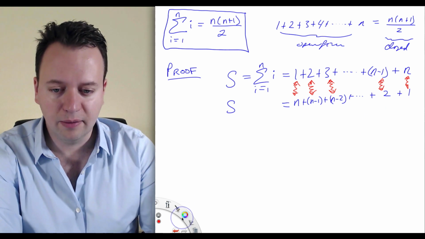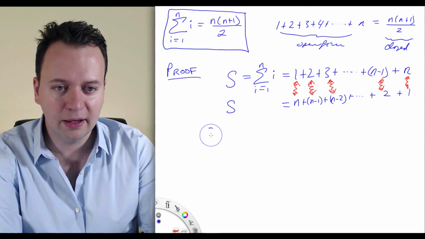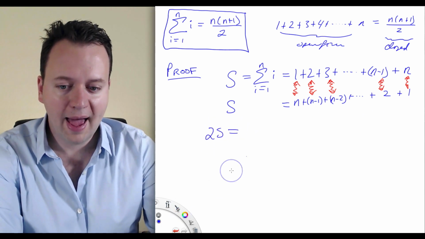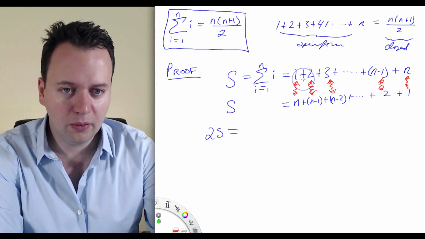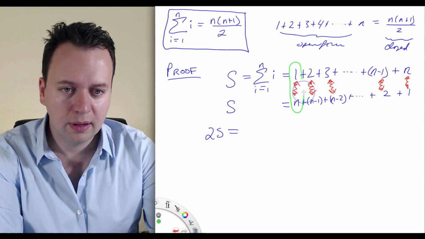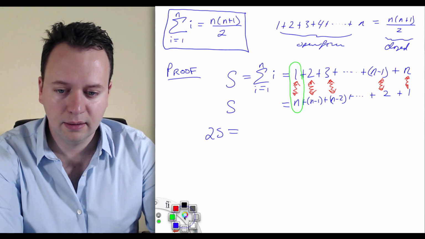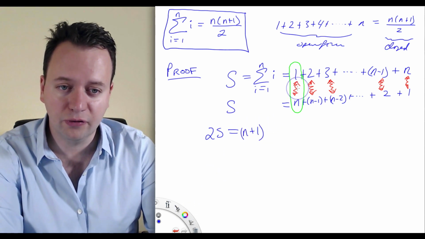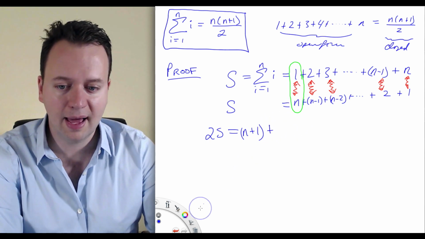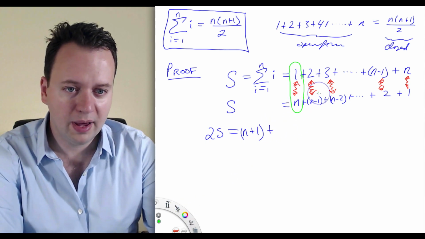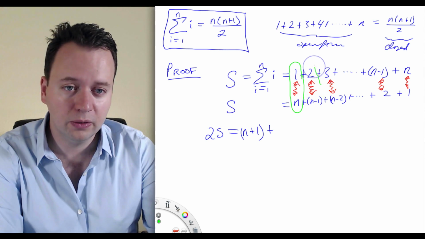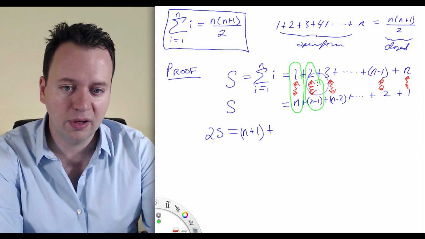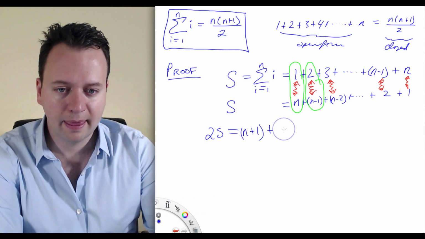So when we add them, if I add s plus s, I get 2s, and the way they're matched, n plus 1 is just n plus 1. So this is the first term and the last term. And then I can add to that, but what do we have here? We have n minus 1 plus 2. Well, what's n minus 1 plus 2? Well, it's n plus 1 again.